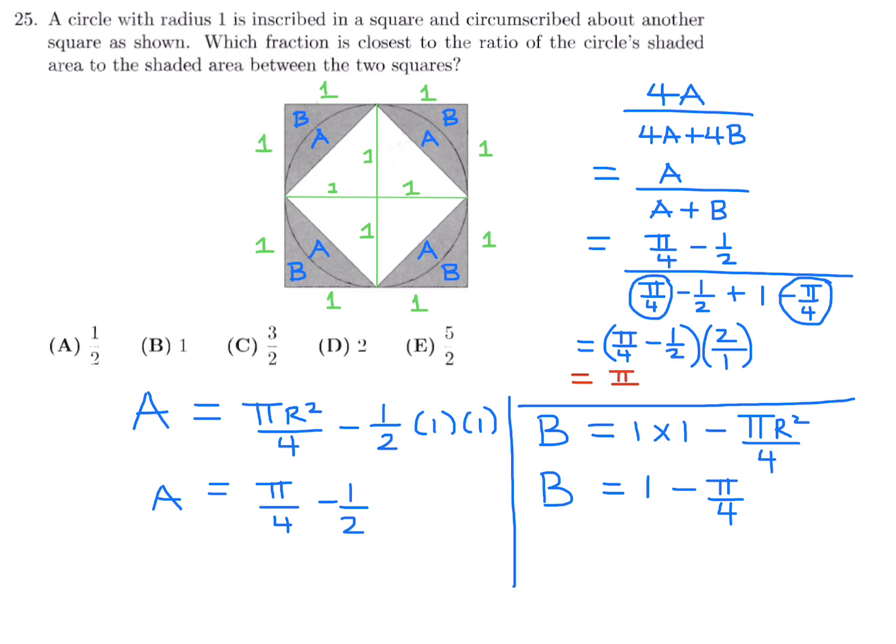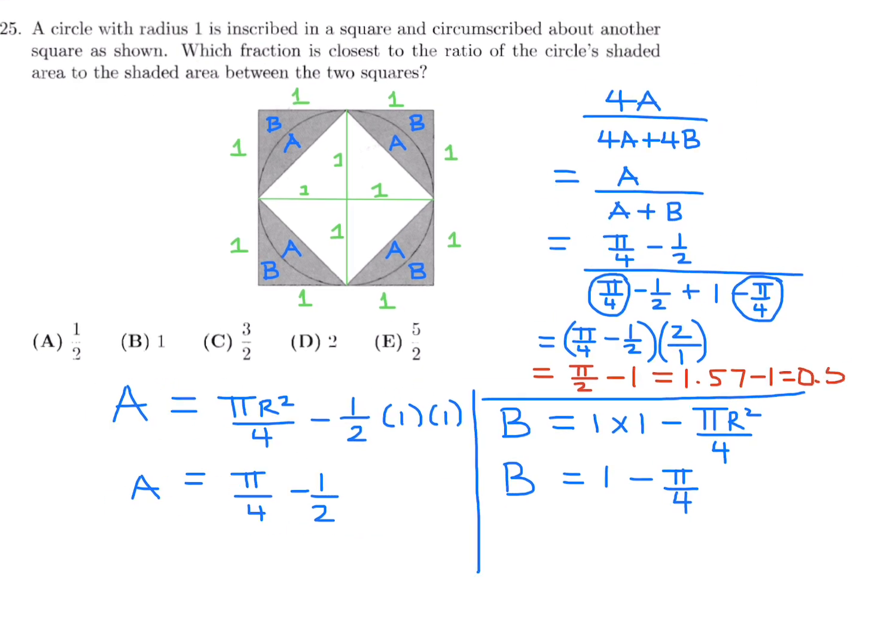Pi over 2 minus 1. And pi is 3.14, so if you divide that by 2, it's approximately 1.57, and then minus 1. So that's going to be approximately 0.57. And 0.57 is closest in terms of the answer choices to A for number 25.